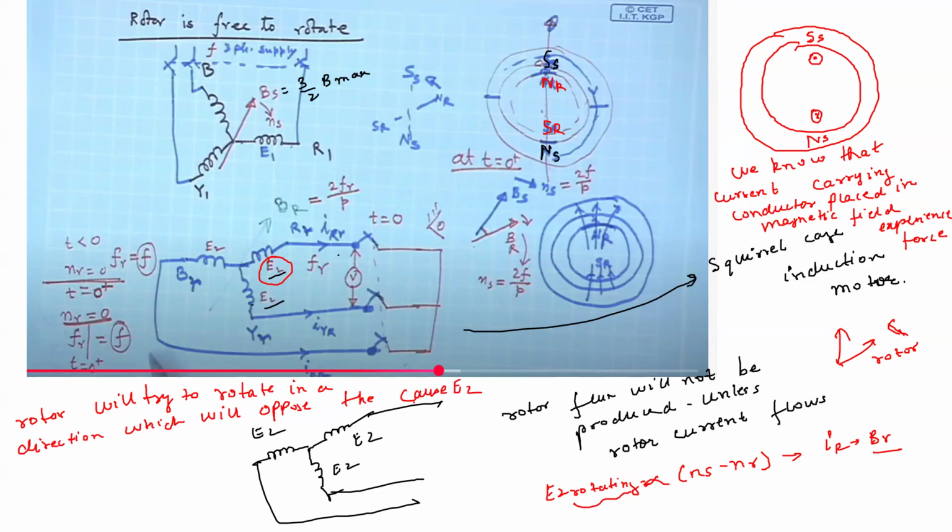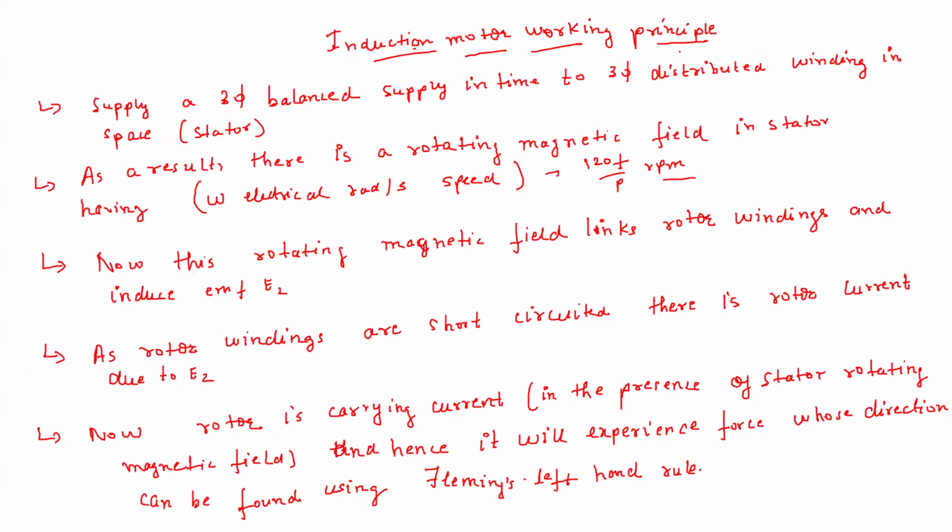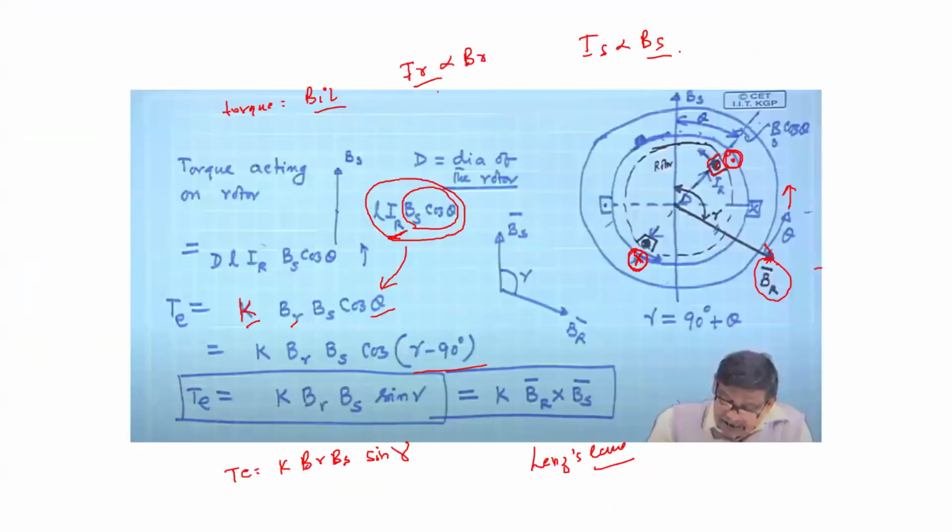So it will try to oppose E2. How will it try to oppose E2? By trying to make it nearly zero. So NR will try to rotate in which direction? It will try to rotate in the direction that reduces this theta. Basically, it will try to reduce theta, and NR will try to approach the speed of NS. So this is how this torque is produced.